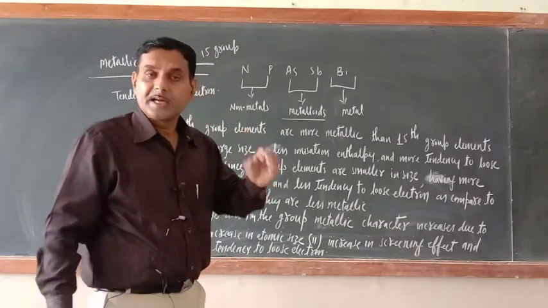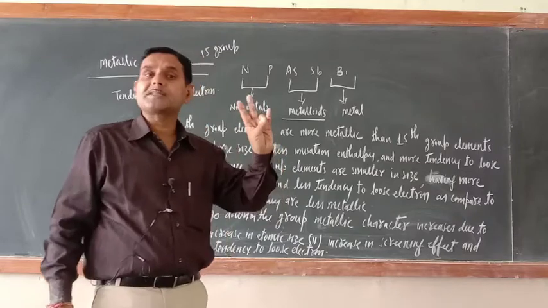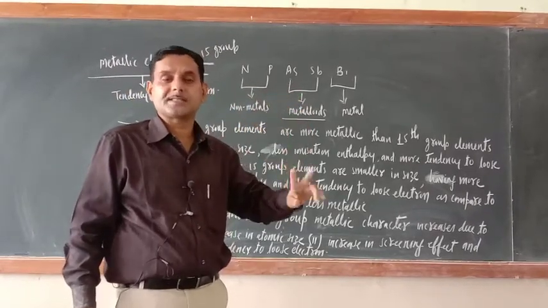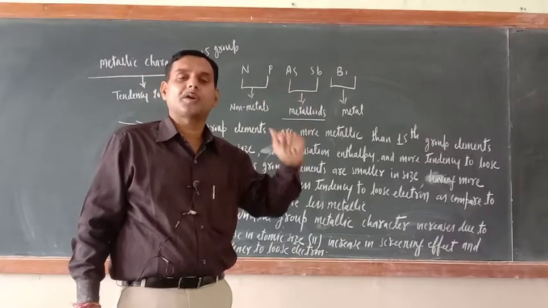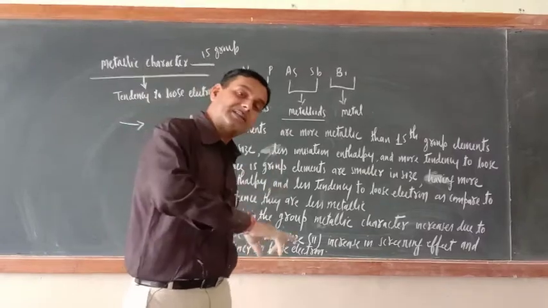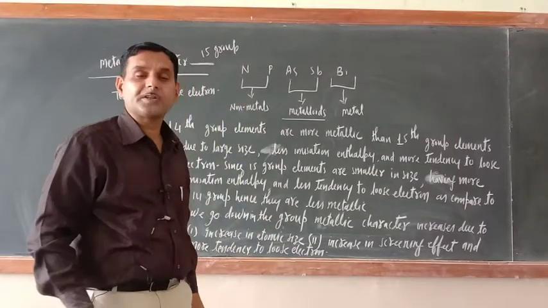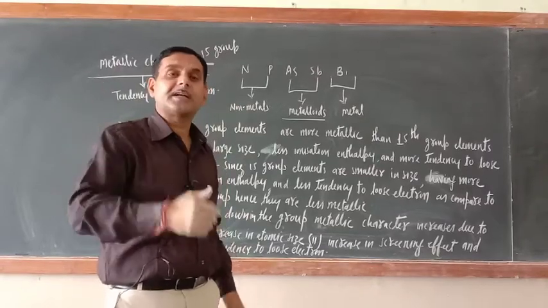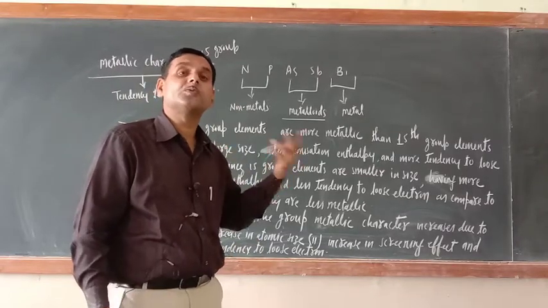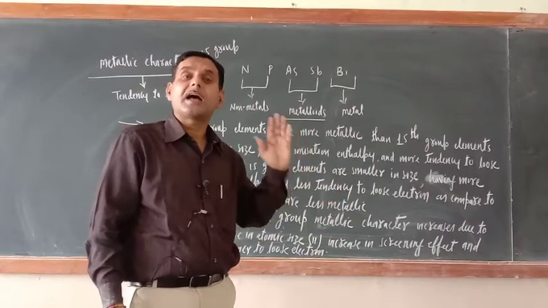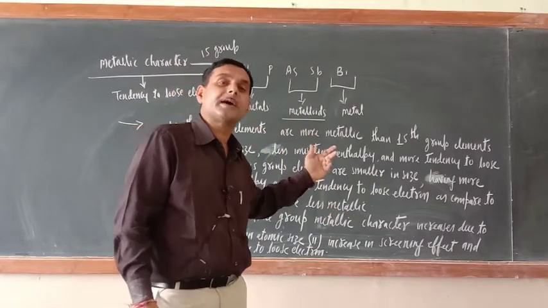Just remember, tendency to lose electrons depends upon two things. Number 1, their ionization enthalpy should be less and their atomic size should be more. So the 14th group's atomic size is larger than that of the 15th group. Their ionization enthalpy is less than that of the 15th group. That is why they have more tendency to lose electrons. That is why 14th group elements have more metallic property than the 15th group.